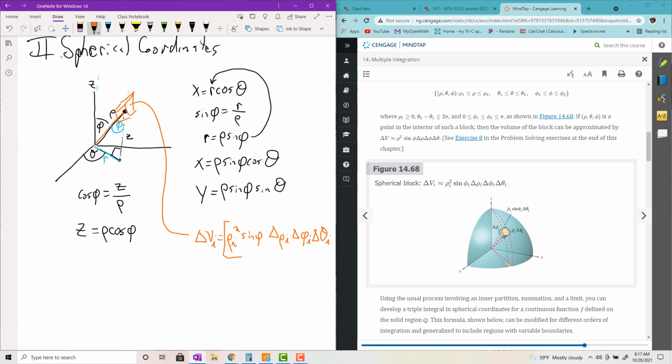Note, instead of r, like r dz dr d theta, you have this factor here. And when we talk about Jacobians, it'll become more clear what that thing is. It's basically like the result of a chain rule, so to speak, when you're dealing with a multivariable substitution on an integral. Okay.